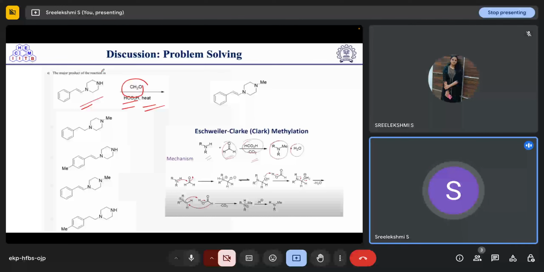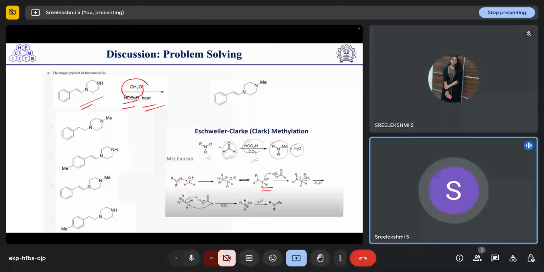So this is basically the free amine getting methylated under this formaldehyde formic acid heating condition, and this will continue till the tertiary amine is formed and the nitrogen is fully substituted. So the mechanism is like this: nitrogen lone pair will attack over this formaldehyde to form this intermediate, and further this aminal kind of intermediate.